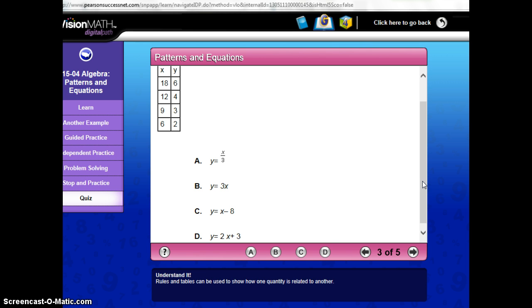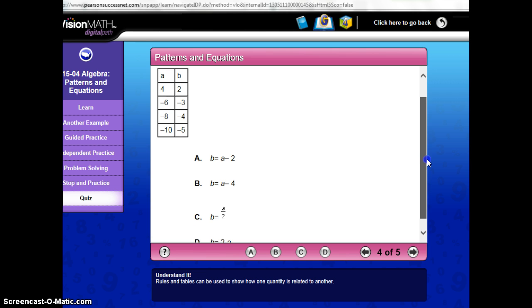How did we get from y to the x? Or, excuse me, from x to the y. We want to know, what did we do? Alan. So we took this number and divided it by 3 to get this number. This number divided by 3 equals this number. So which of those is that? A. There it is, right there.